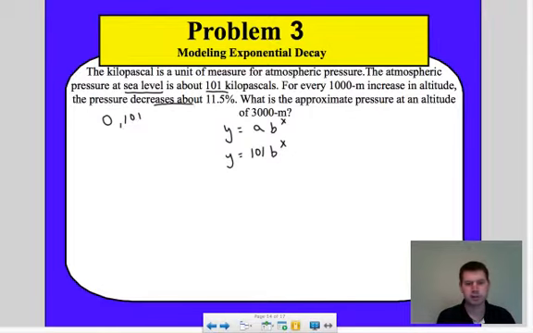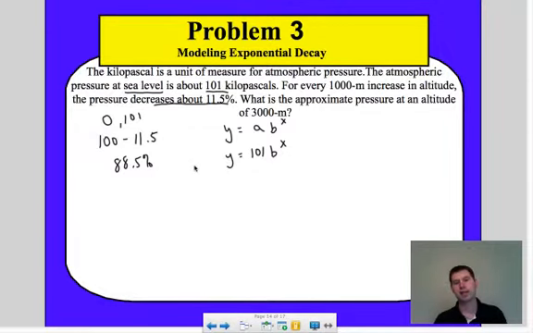But then they told us it decreases 11.5%. So if I take 100% and take away 11.5, I get 88.5%. That's what we're talking about. That's what it's retaining each time. It's only getting 88.5% of the previous. So that's actually our b as a decimal. So we've got to put 0.885. That is actually our b.